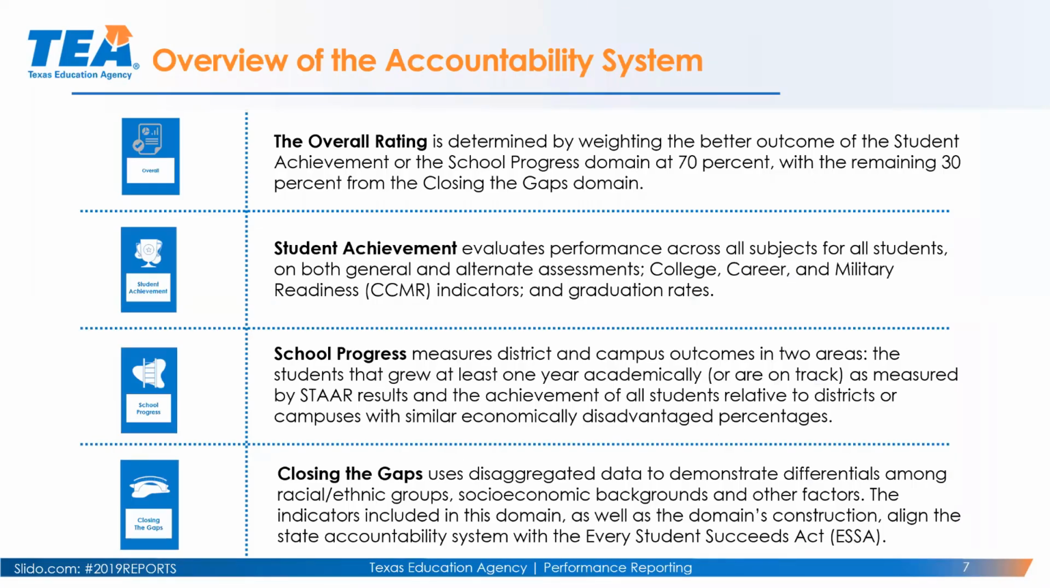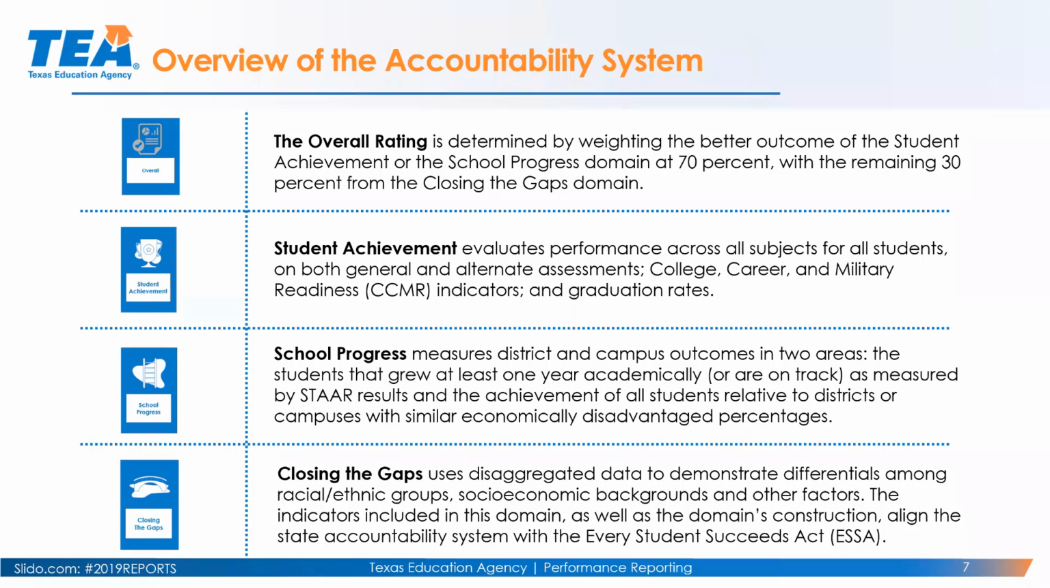So let's have a quick overview of the accountability system. In order to get an overall rating for a campus and district, we weight the better outcome of the student achievement or the school progress domain at 70% of the letter grade, with the remaining 30% of the letter grade coming from the closing the gaps domain. So we have three domains: student achievement, school progress, and closing the gaps.